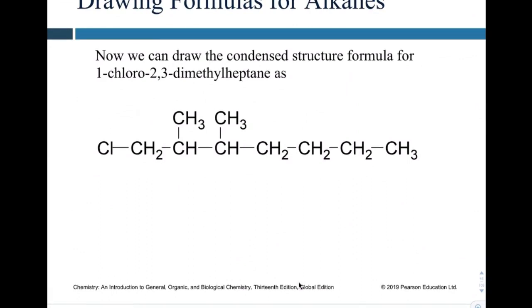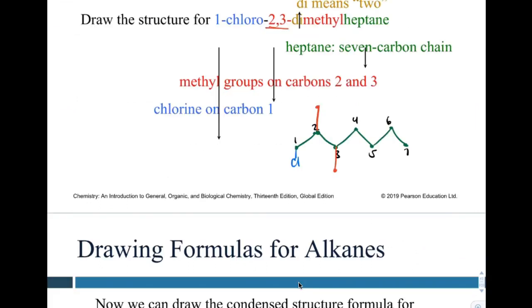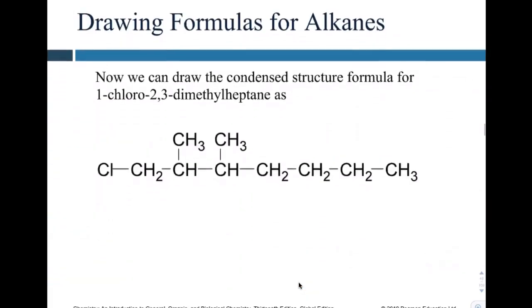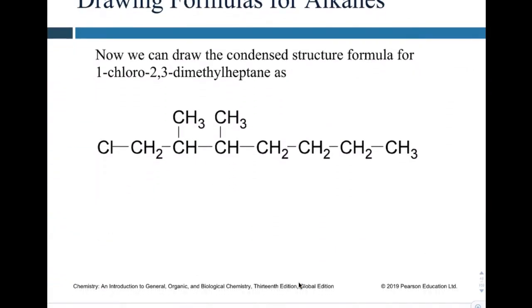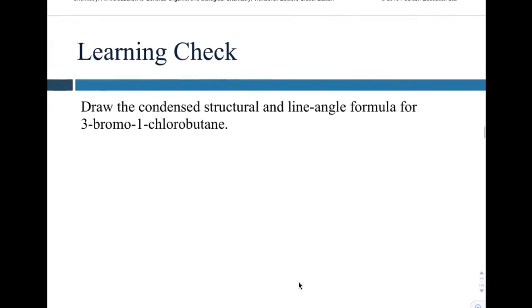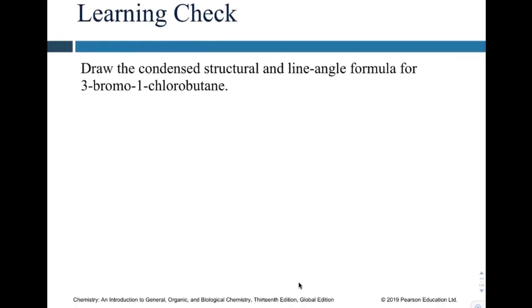And so here's a condensed structure. I was drawing for you the line angle structure, but you can also look at the condensed structure of that same compound. Give me a condensed and line angle for 3-bromo-1-chlorobutane. So pause and try it.